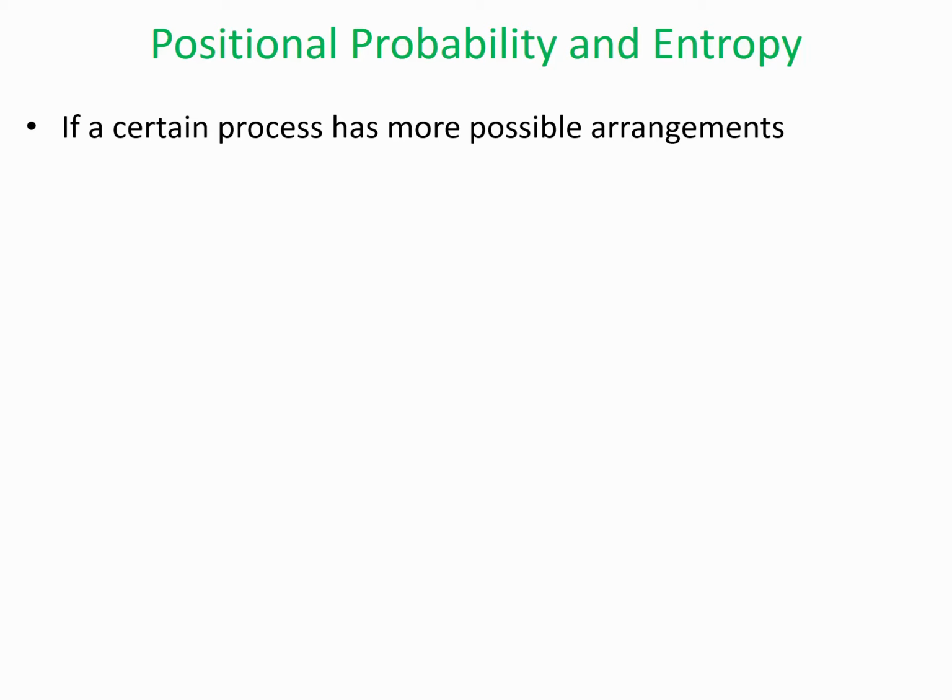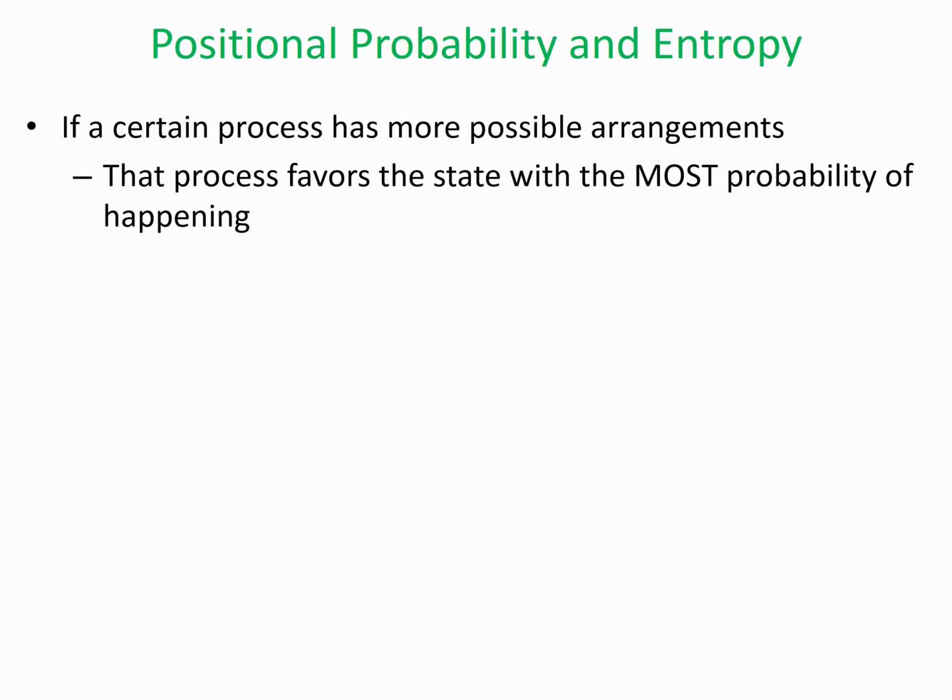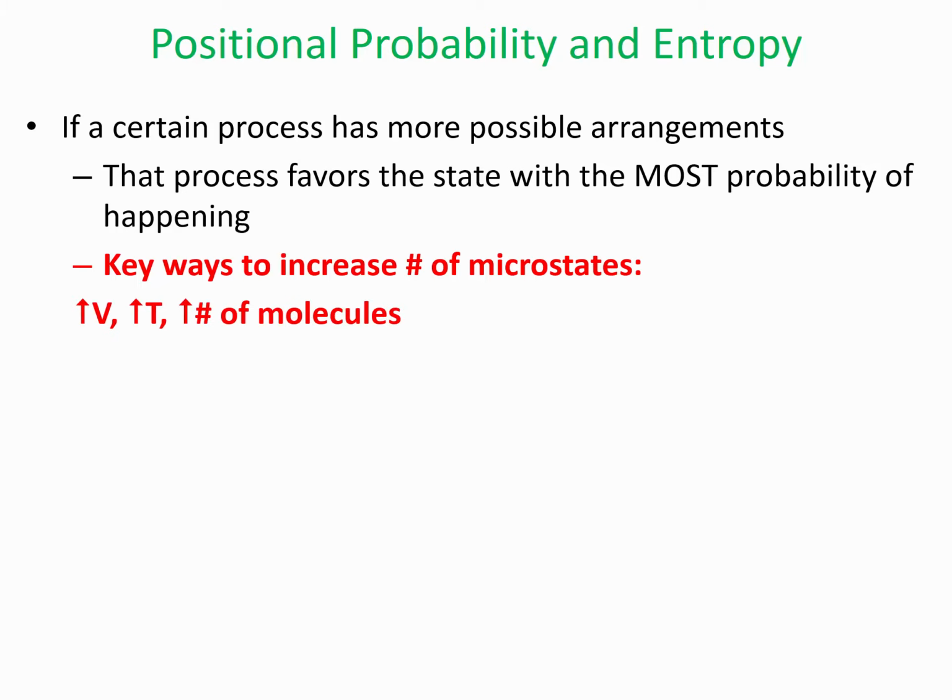If a certain process has more possible arrangements, that process favors the state with the most probability of happening. These states are called microstates. The key ways to increase the number of microstates are to increase the volume, increase the temperature, or increase the number of molecules.